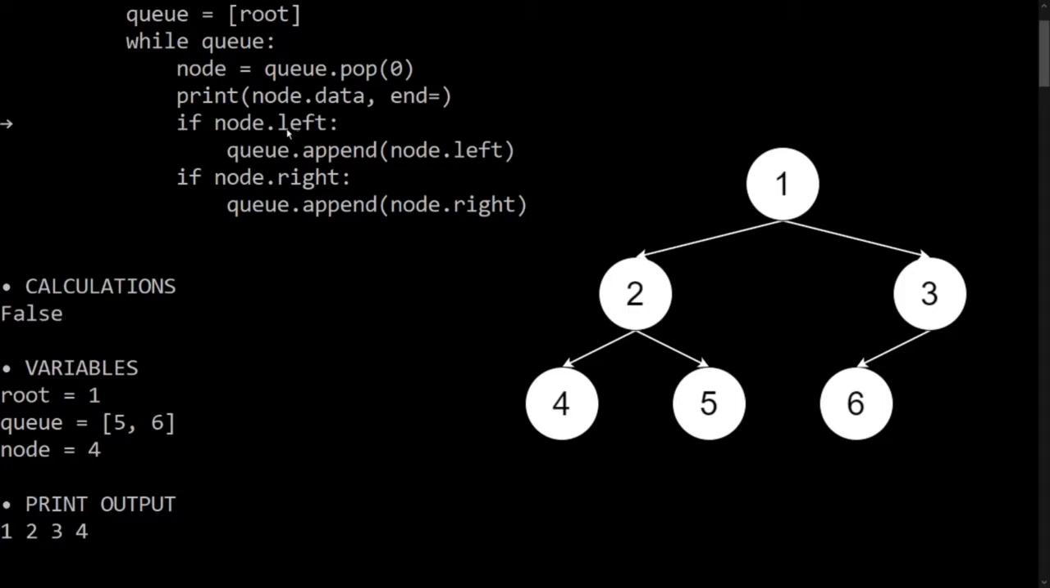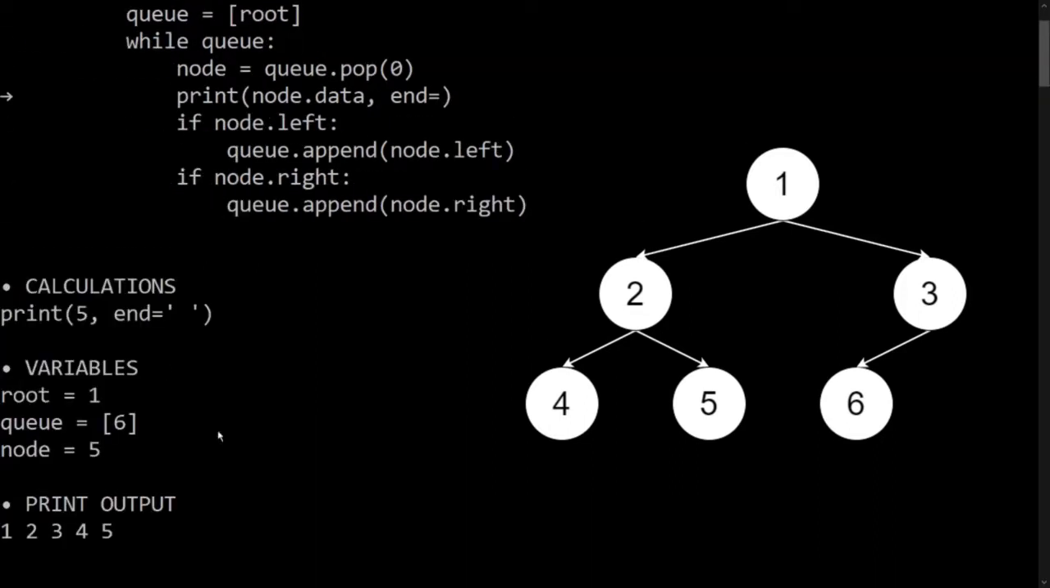It will check if 4 has a left child or not. No, 4 is a leaf node, so it does not have any left child. So it will skip. It will check if node has a right child. No, it does not have. So this will also skip. So the queue will look like this, 5 and 6. It is not empty, so it will enter the while loop again. Before popping, the queue will look like this. So it will pop the 0th element. So node will carry a value of 5 and the queue will become 6.